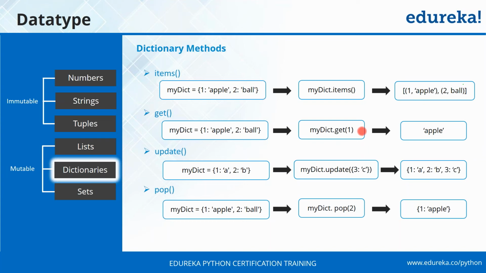Okay, now let's say if you wish to extract a value for a key, then again you can use the get function which will give you the value for the key that you have specified, and if you wish to update any value in your dictionary, then you can use the update command. Now I'll show you how it works out. So let's go back to our PyCharm.